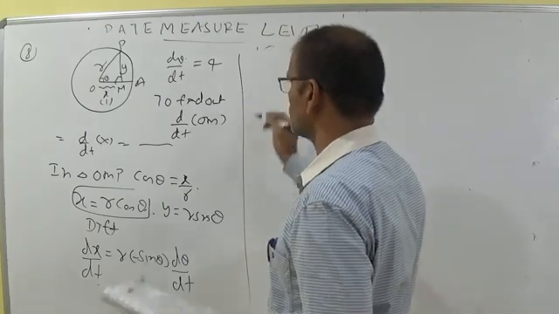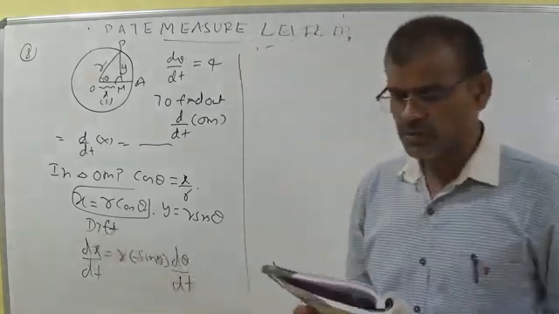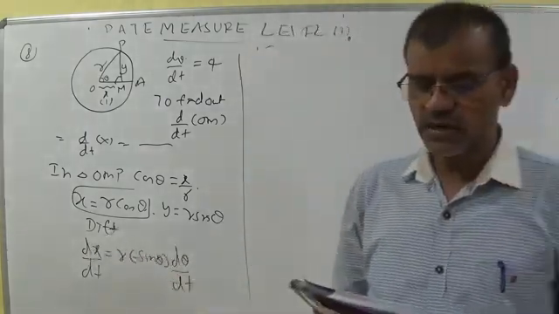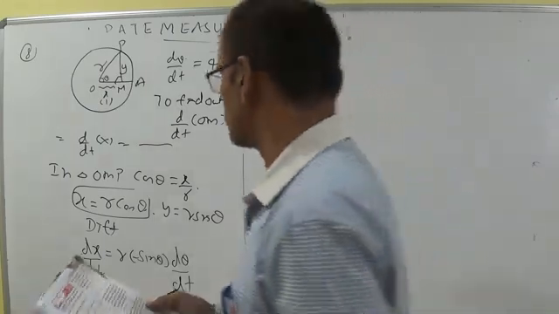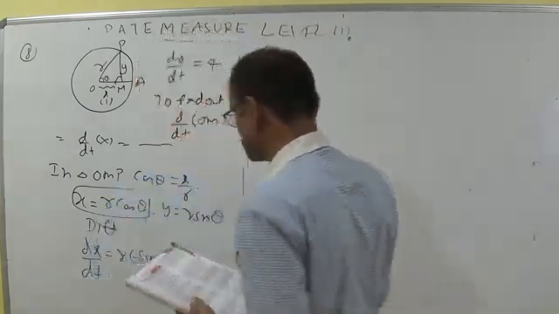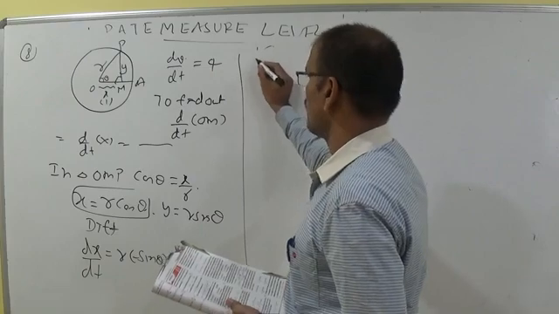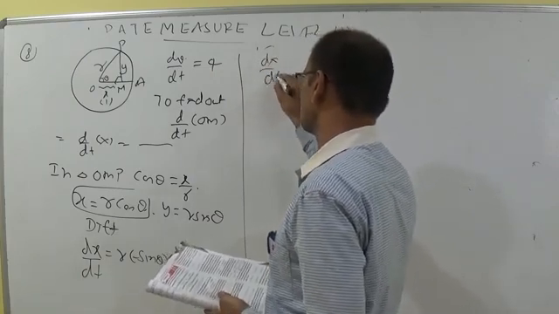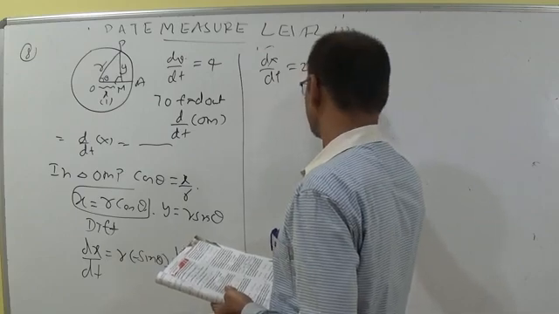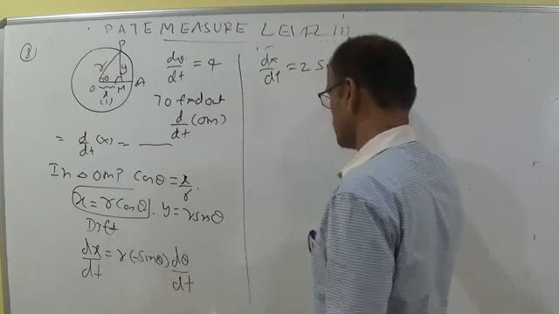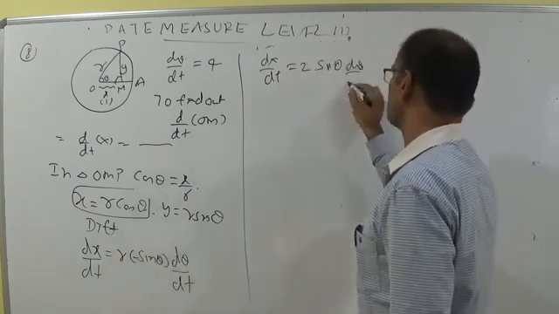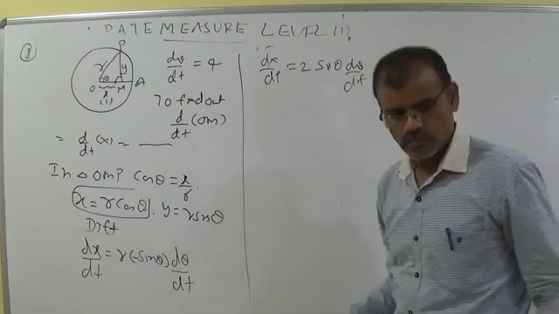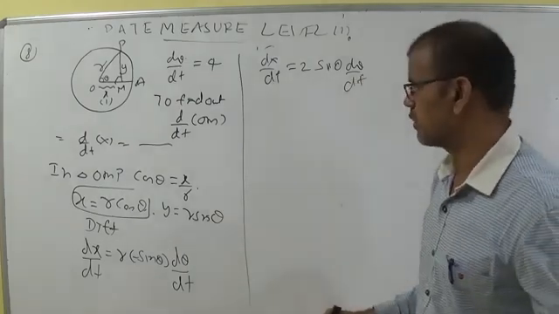If it is 1 unit, then what does it become? 8th question: A is an end of the diameter of a circle with center, radius 2 he has given. R is equal to 2. So you write here dx by dt is 2 into sin theta into d theta by dt, 2 because radius 2 is given.